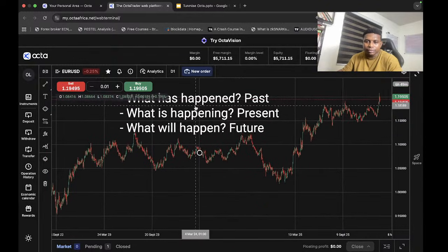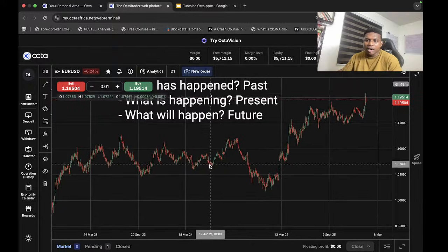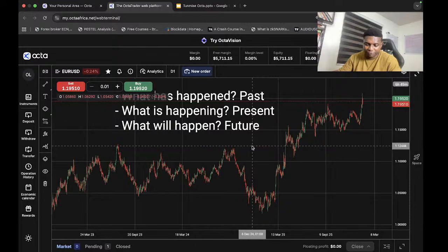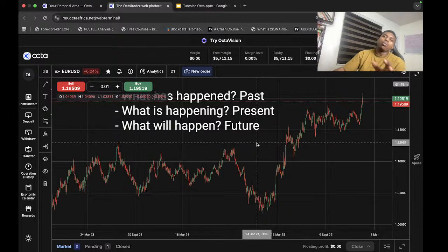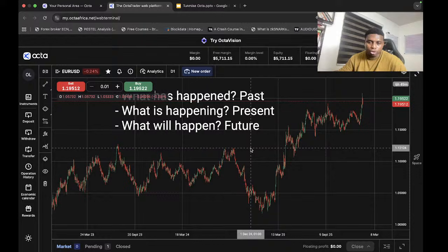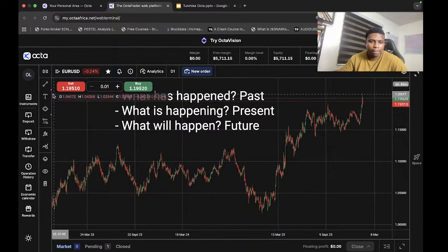Now let's look at the market. This is the daily time frame. Now we are at a point where we want to answer the question, what has happened? So for what has happened, we are going to map the market structure.